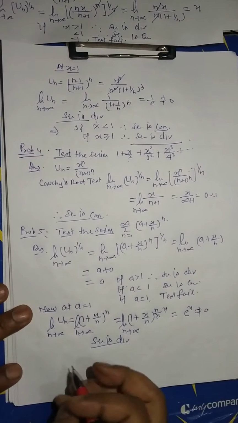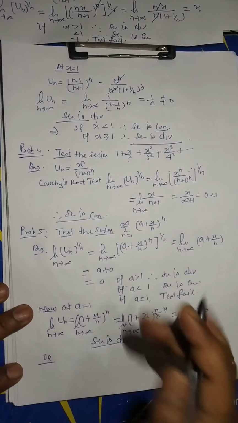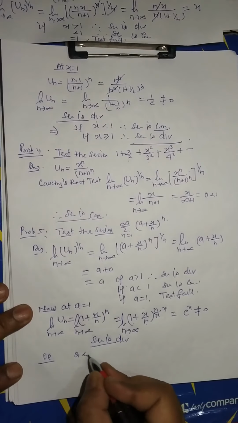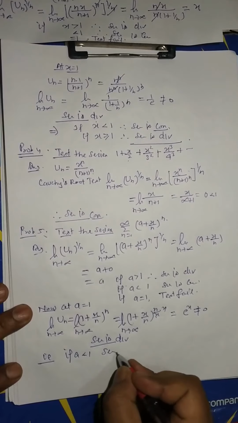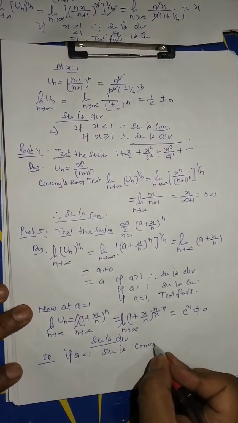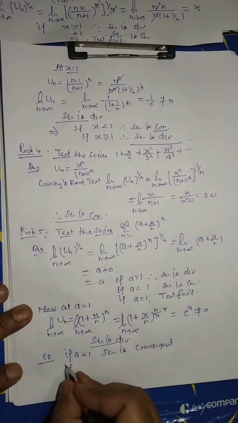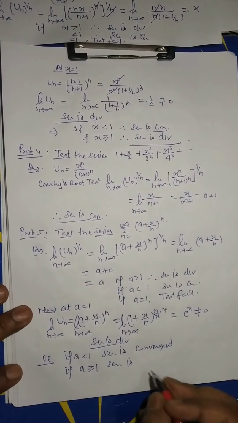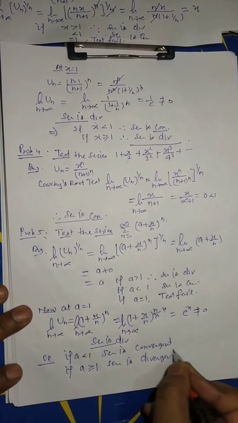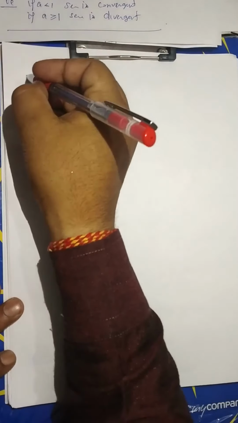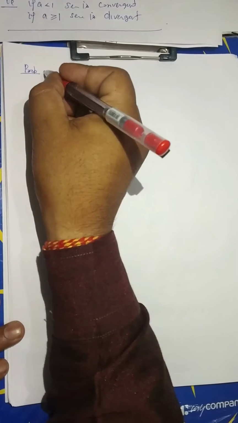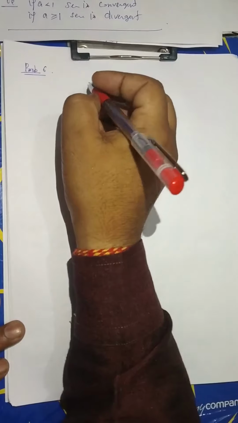That is, the confirmed answer of this series: if a is less than 1, the series is convergent, or if a is greater than or equal to 1, the series is divergent. This is the complete solution. Next problem, problem number 6. Test the series.